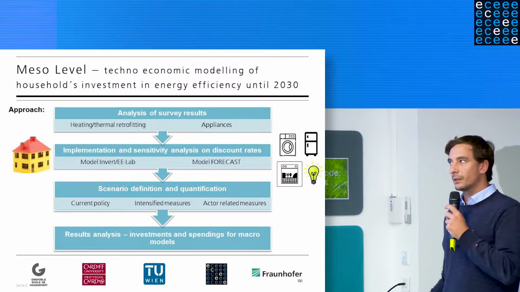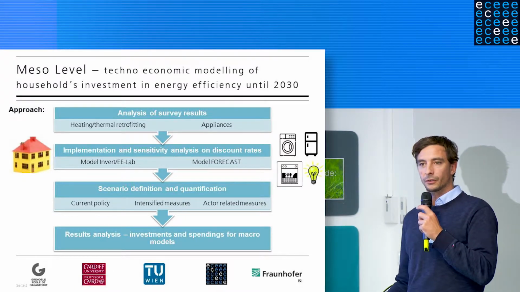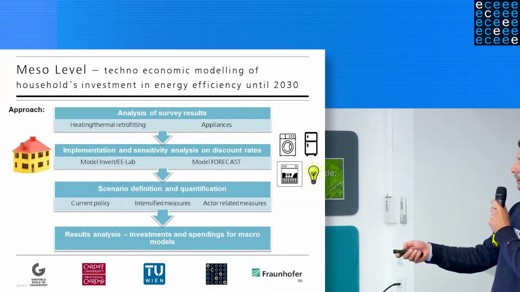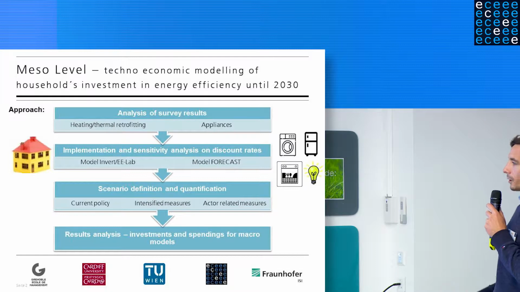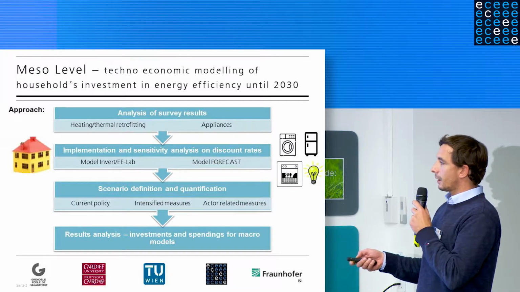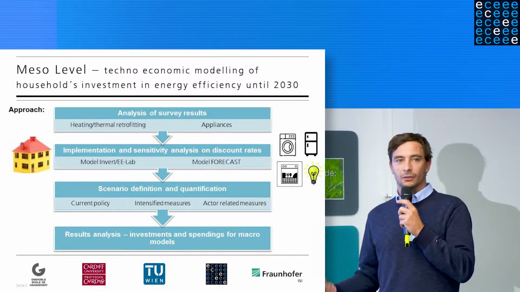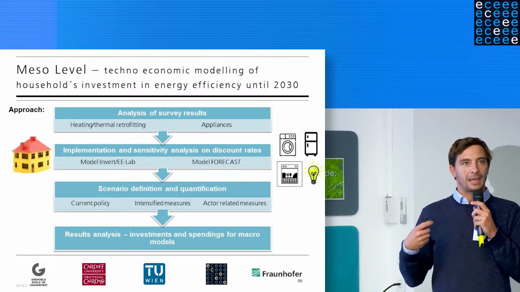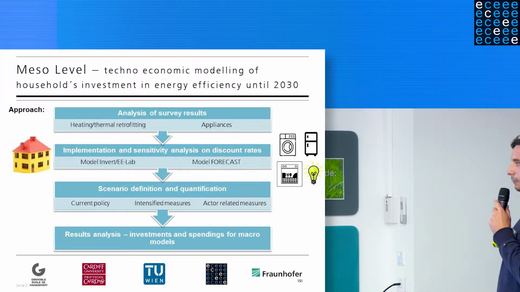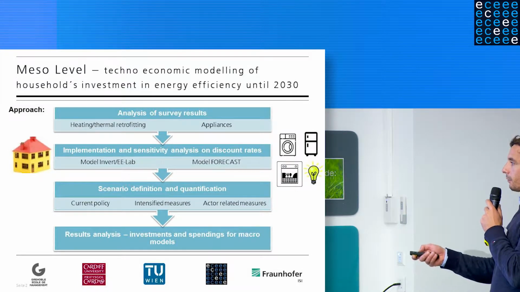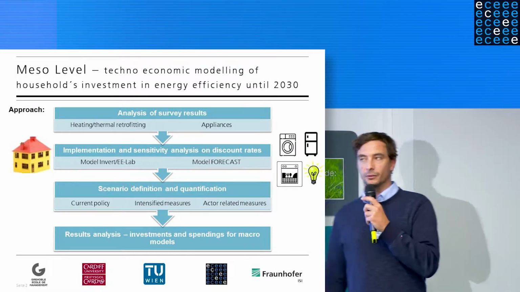And we did this by feeding the results into two existing models. One was the model Invert EE-Lab, and the other one is the model Forecast. Invert EE-Lab is modeling the residential sector, mainly the demand for heating and investments into retrofitting, and Forecast is modeling the uptake of efficient appliances until 2030.